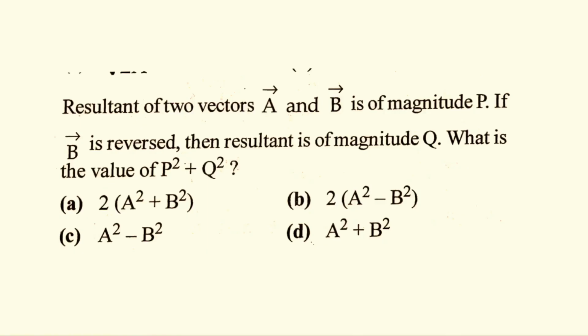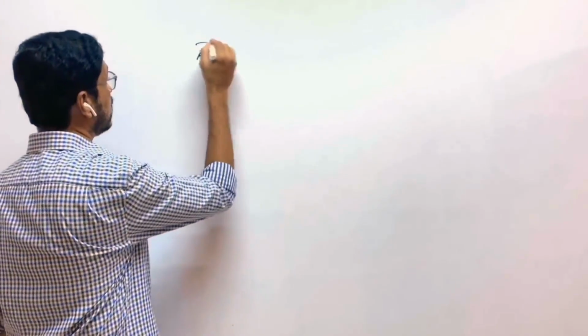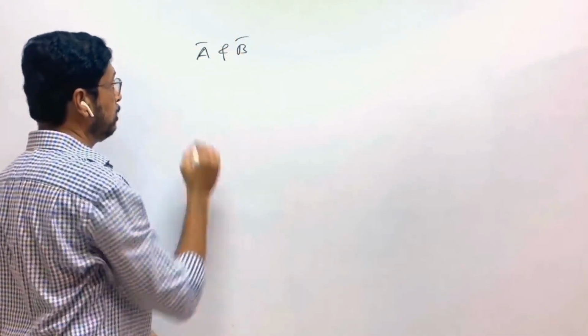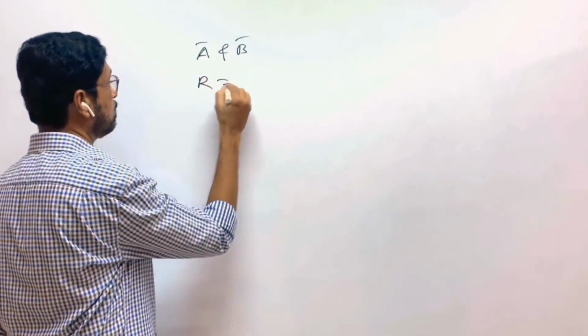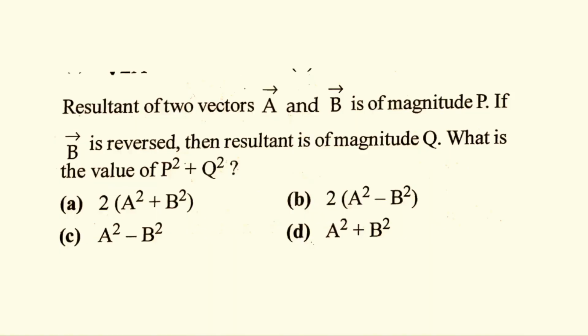The next question, and today's last question. Resultant of two vectors A and B is of magnitude P. There are two vectors, vector A and vector B. Their resultant has magnitude equal to P.